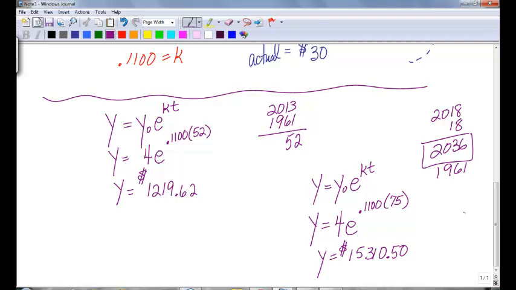A lot of you are interested in, and I had some last year interested in, forensic science. But in forensic science, you're basically doing the same thing, but you're looking at exponential decay.